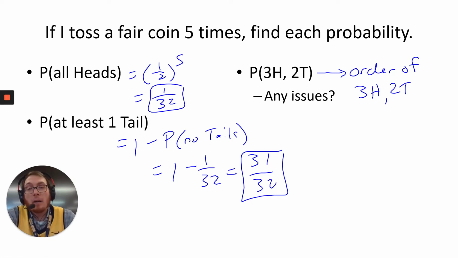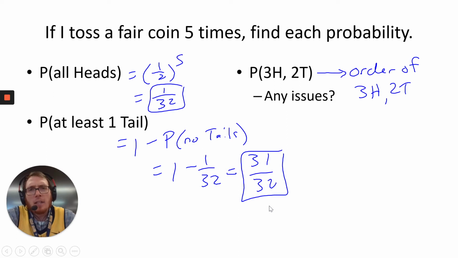And so if you have the probability of no tails, in a heads-tails situation, the probability of no tails is the same as the probability of all heads. So that would be 1 minus 1 over 32. And if you take 1 minus 1 over 32 and find a common denominator of 32, you end up with 31 out of the 32.